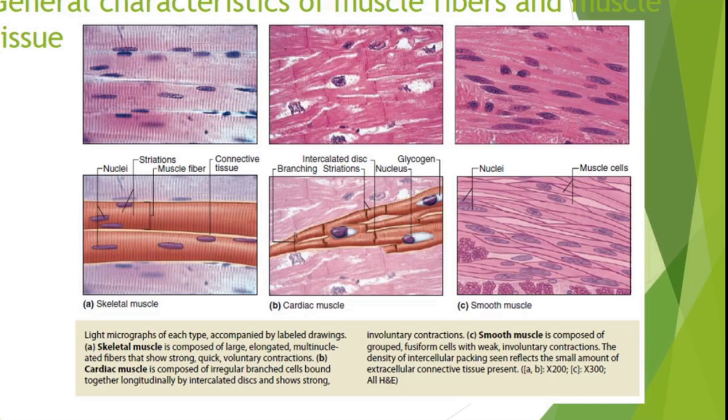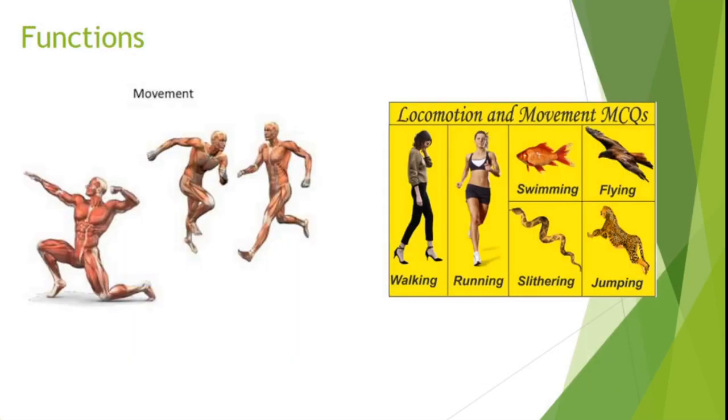So, punta naman tayo dun sa functions. So, for functions of muscle, number 1, we have movement. 2, locomotion. And 3 is for the maintenance of body posture. So let's differentiate locomotion from movement. Pag sinabing movement, ito yung paggalaw ng body part mo. Pero pag sinabing locomotion, the entire body of organism moves from one place to another.